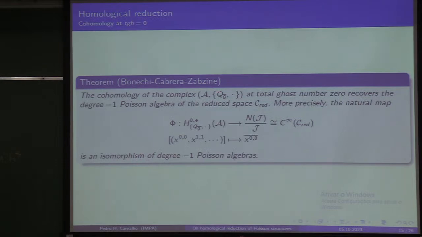So the homology of this guy in degree 0, but now you have an additional grading here. So this is the homology considered with respect to what I call the total ghost number, and there's an additional grading here, but this map is an isomorphism of degree -1 Poisson algebras. In other words, this homology here computes for you the reduced multivector fields. So this is the analogue of, I could say, the Koszul-Tate-Stein theorem in degree 1. So you have some homology that computes for you the reduced multivector fields. Okay, because this thing here is the reduced multivector fields.